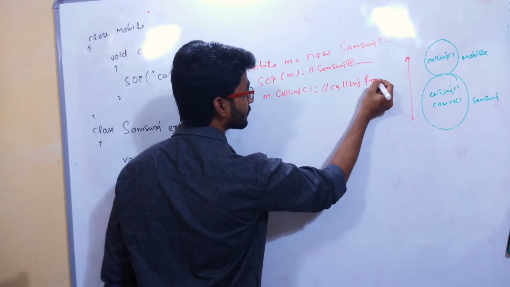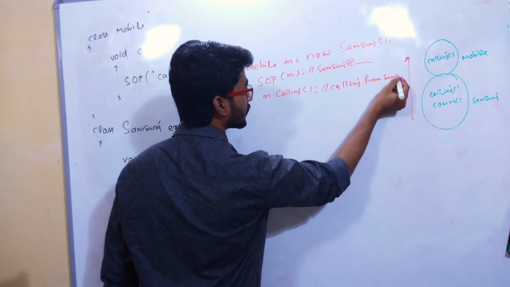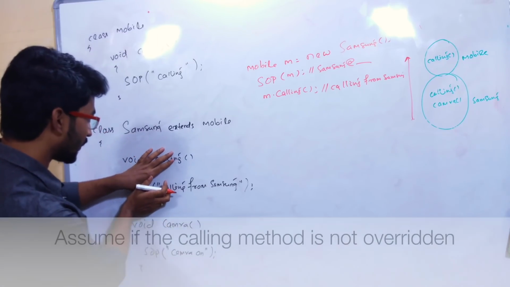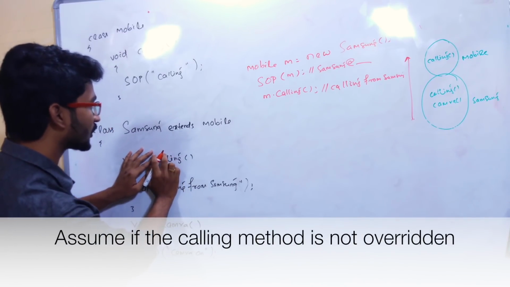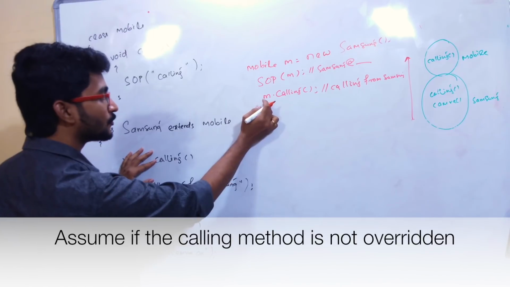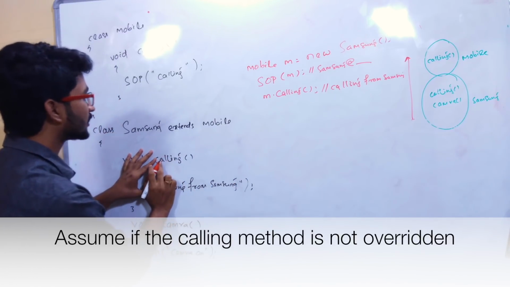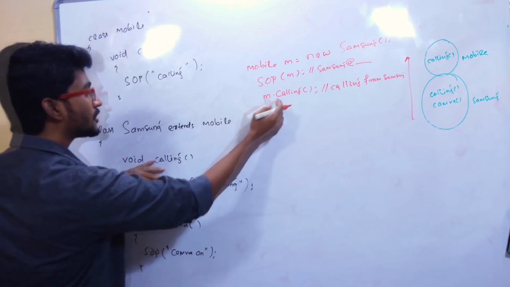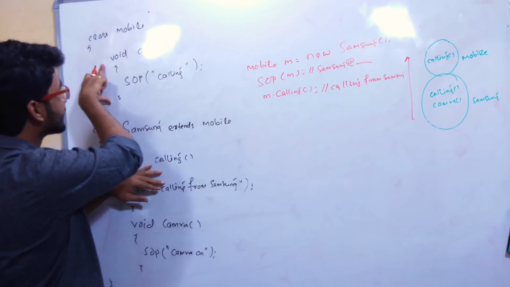Calling from Samsung. Okay, so now answer me: suppose this particular method is not here, and I'm doing m.calling, what particular method is going to be called? Think like this is not here. So I'm doing m.calling. In the parent class, this calling method is there. Yes, it is there.